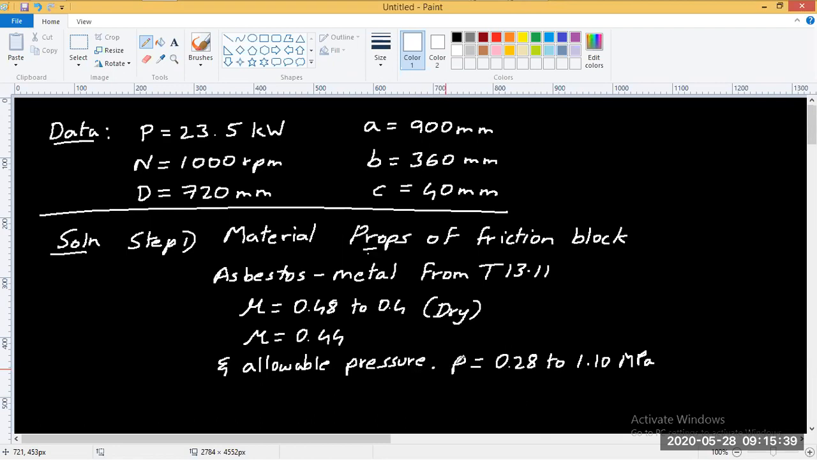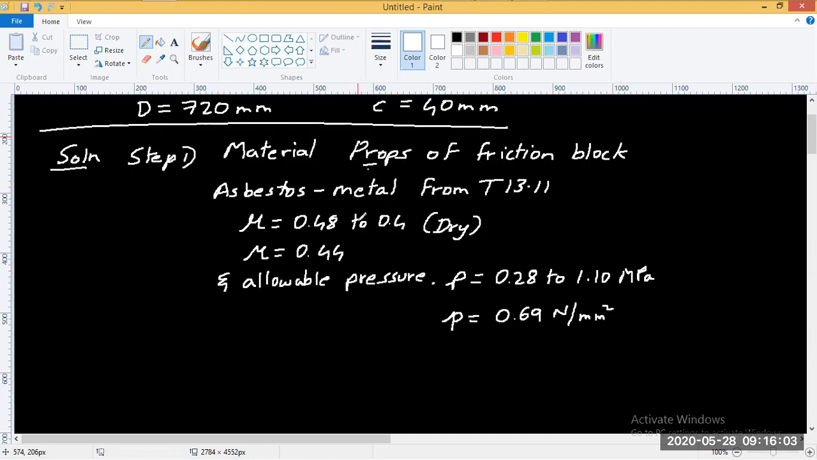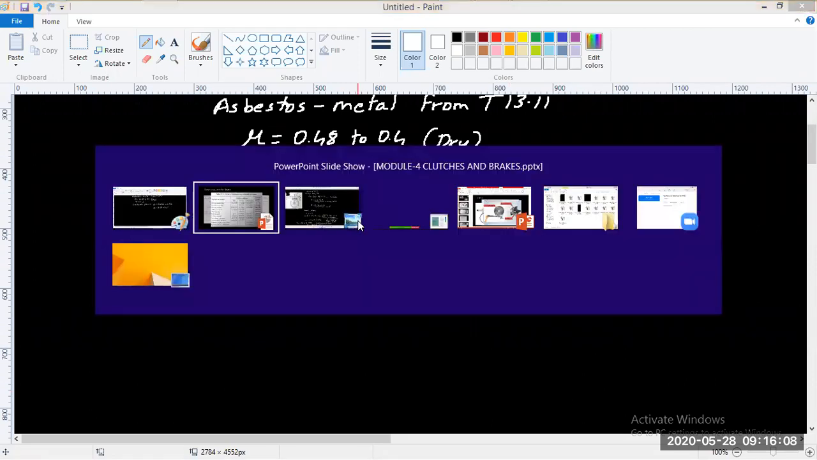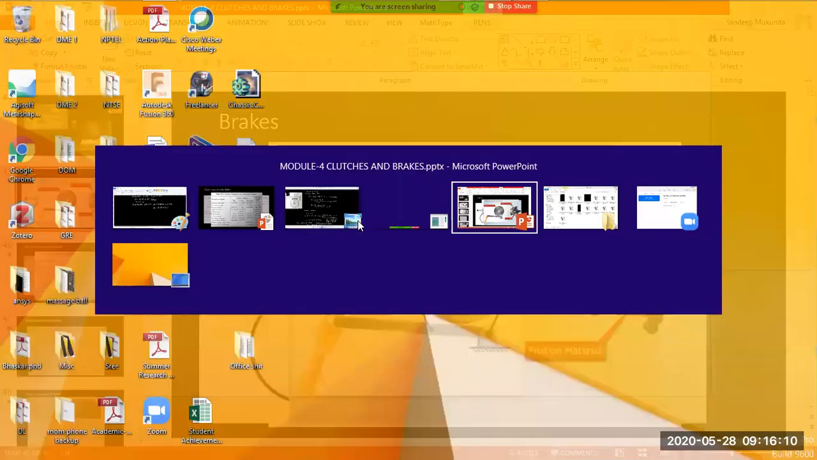This is a small letter p. Don't confuse it with power. So small p is 0.69, right? Newton per mm squared. Okay, so this is the pressure in which the brake shoe is acting. This is the allowable maximum pressure which you can apply on this particular brake. Right. So with this, step 1 is done.